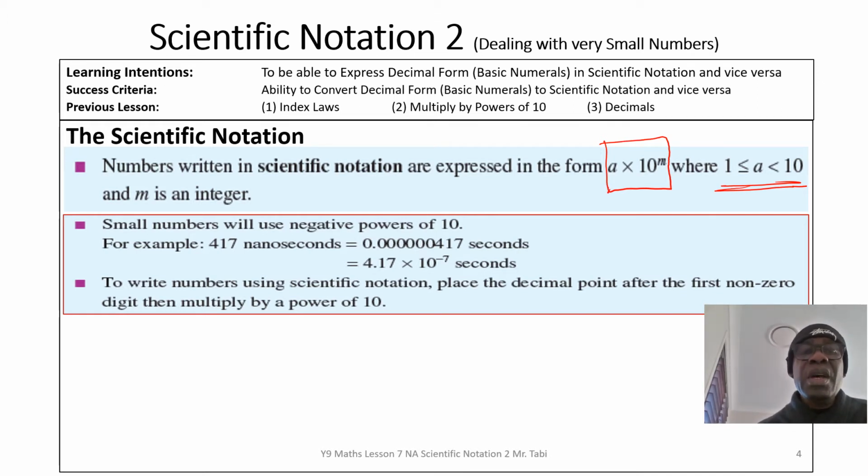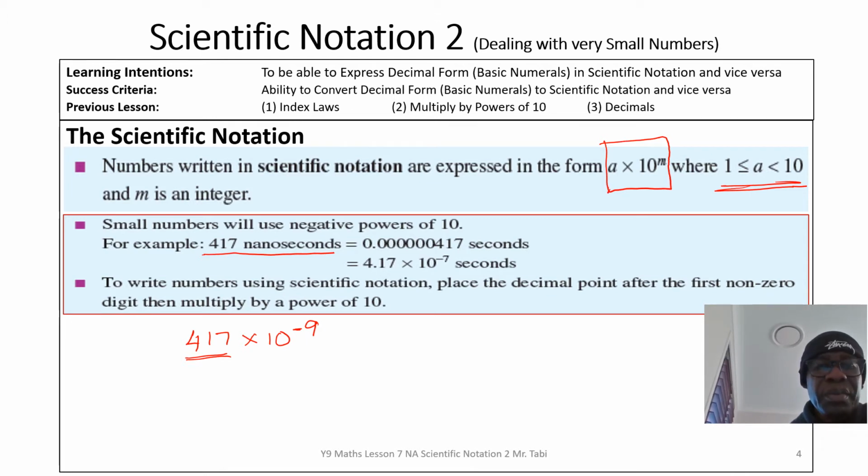So for 417 nanoseconds, now 417 nanoseconds is 417 times 10 to the power minus 9. Now, if you want to write this in scientific notation, you have to be very careful, because you see this is more than 10. It's 417. So you want your a to be between 1 and less than 10.